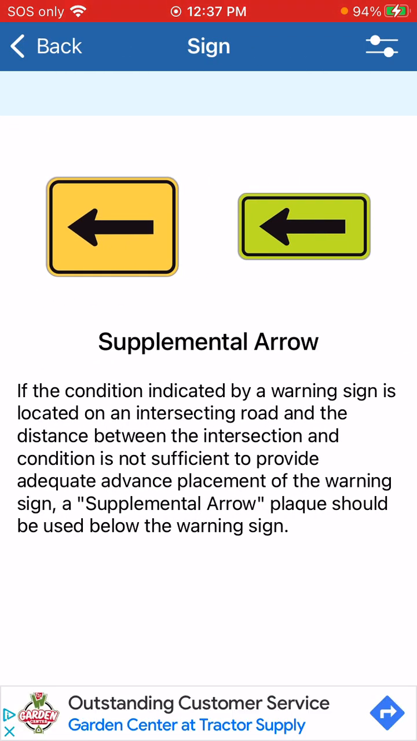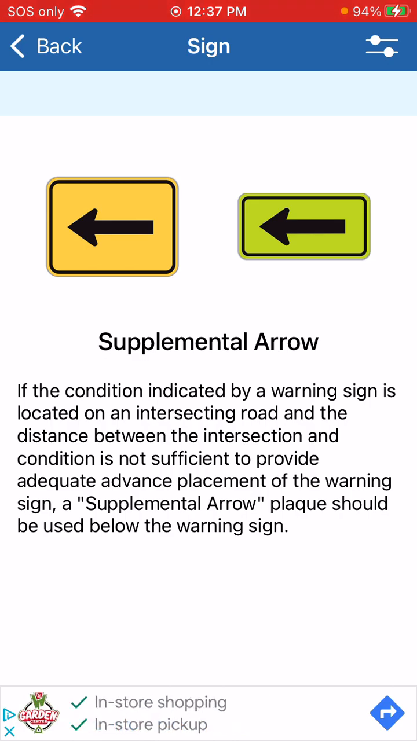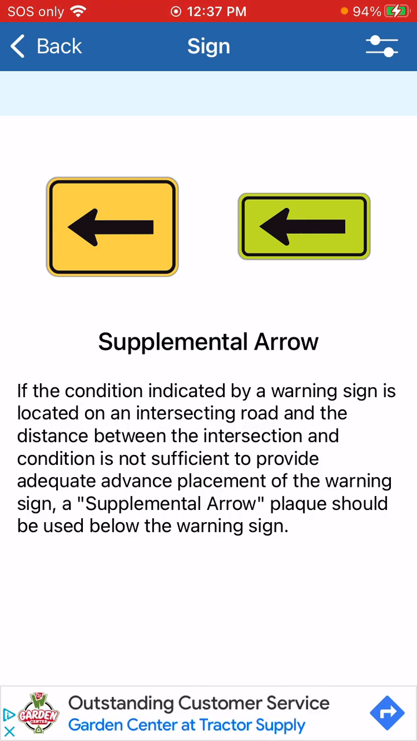Supplemental arrow. If the condition indicated by a warning sign is located on the intersecting road, and the distance between the intersection and the condition is not sufficient to provide adequate advance placement of the warning sign, a supplemental arrow plaque should be used below the warning sign.